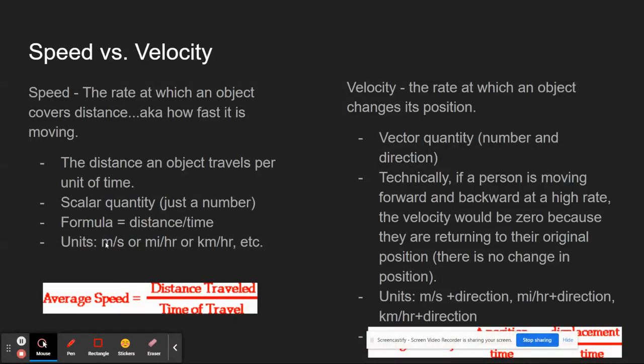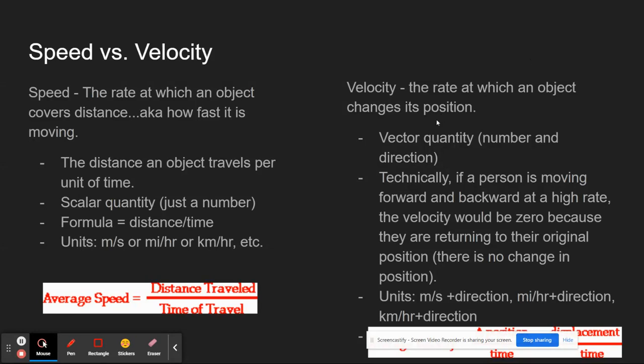Typically your units, if you think about it, we say how fast you're going. I'm going 60 miles per hour. That means I'm going at a rate at which I would cover 60 miles every hour. So it's a unit of distance divided by a unit of time.